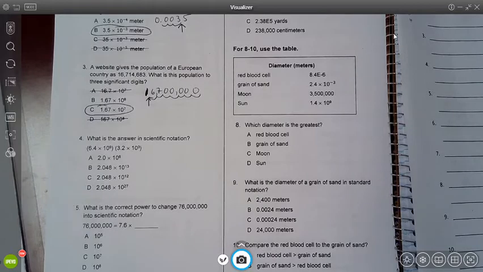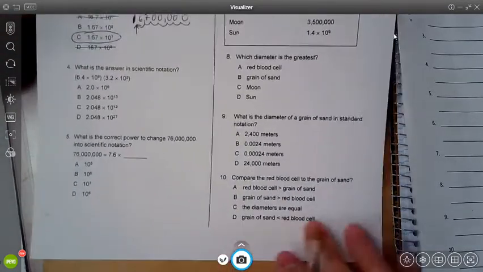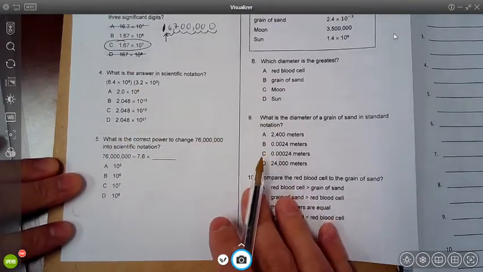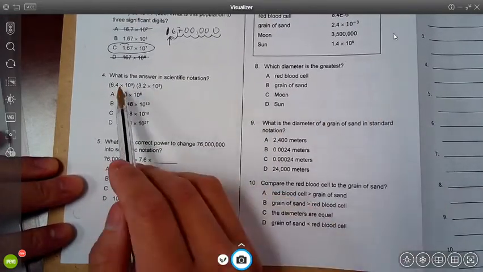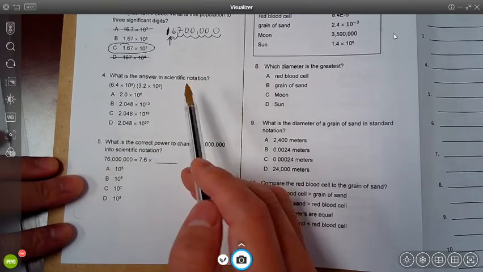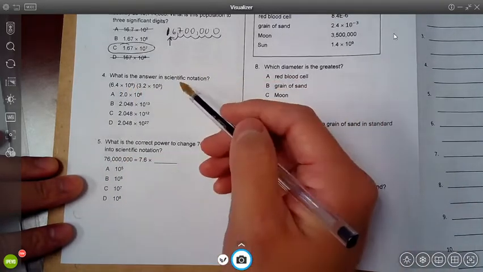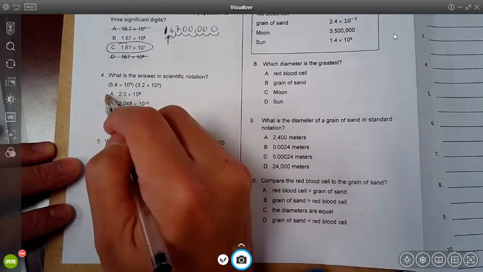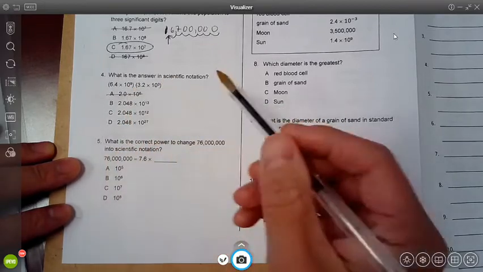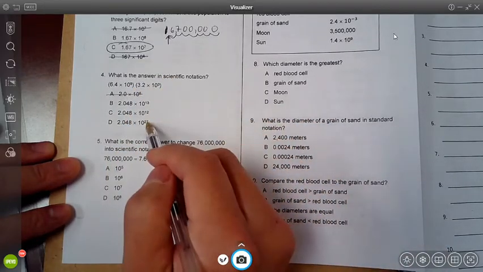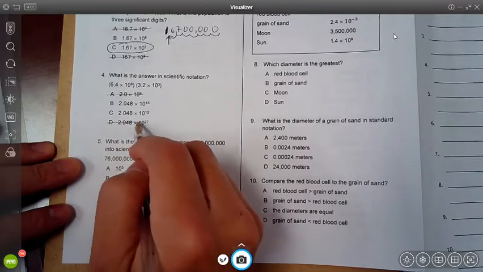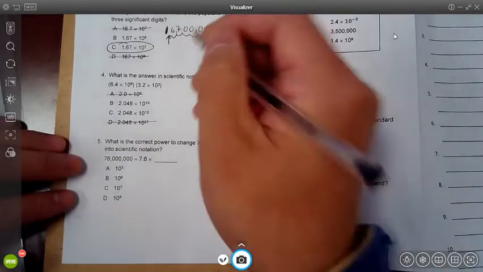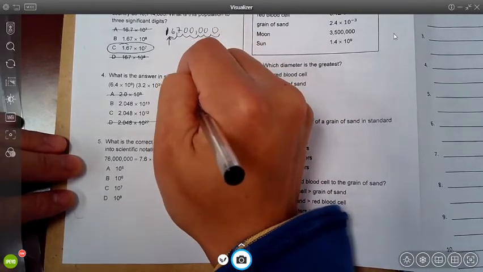Okay, all right, number 4. What is the answer in scientific notation? It looks like we're multiplying. So remember, when we multiply, we add the exponents. So 9 plus 3 is 12. Well, it might be one of these. It's definitely not A, because 9 plus 3, 12 isn't anywhere close to 6, and it's also nowhere close to 27. So let's go ahead and multiply 6.4 times 3.2.